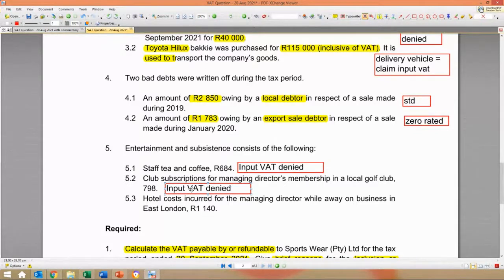Hotel cost incurred for the managing director while away on business in East London. What do you guys think? Will that be allowed or will that be denied? So hotel cost. Do you think that is viewed as entertainment expenditure that is denied, or would that be seen as a valid business expense?